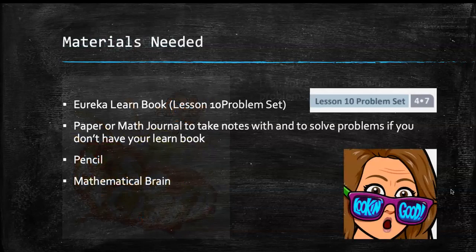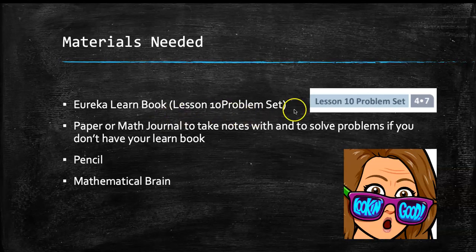Let's go. All right, let's talk about the materials you need first. If you have your Eureka Learn book, please go ahead and pull that out. You will need that at the end. It'll be the Lesson 10 problem set. I don't have a page number, I apologize, as I don't have a student book, but this is what it's going to look like. Lesson 10 problem set 4, so for 4th grade. The dot and the 7 is for Module 7. So you'll make sure that these are there. But if you don't have your Eureka Learn book, that is perfectly fine.